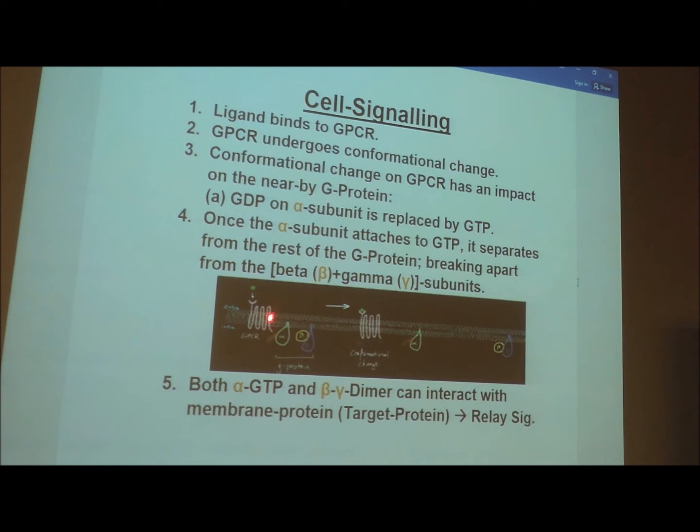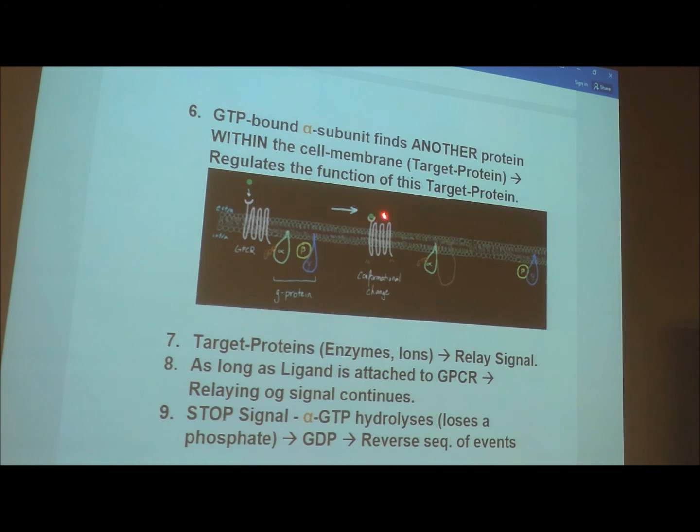Both this GTP associated alpha subunit and the beta and gamma dimer can separately take part in transmitting the signal. This alpha subunit works on some target protein inside the cellular membrane. So for our purpose, we'll call that target protein maybe an enzyme that will carry out certain reactions within the cell. As long as this ligand is attached to the receptor, this signal keeps on transmitting and keeps on making the message to do its work within the cellular environment. When the GTP loses a phosphate through a reaction called hydrolysis, and goes back from GTP to GDP, the reverse of the sequence happens. The signal stops and the whole thing goes back where it was in the first place.